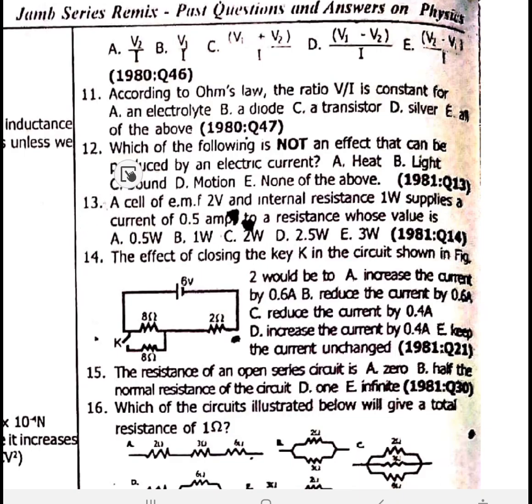12. Which of the following is not an effect that can be produced by an electric current? Heat can be produced by electric current. Light, sound, motion. Option E, none of the above. Because you can convert electric energy to heat energy, light, sound, or even mechanical energy. So none of the above there.